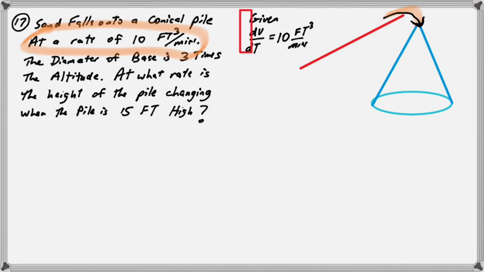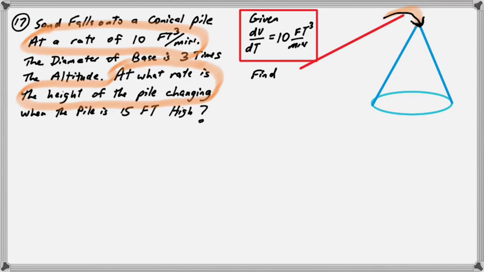So that's a given. What are they asking us to find? It says at what rate is the height changing, right? So they want us to find the derivative of the height. Is there any questions on what they're asking us to find and what they're giving us? I'm just restating it, making sure everybody understands what it says. Sand is falling onto the conical pile at a rate of 10 cubic feet per minute, so this pile is growing. The diameter of the base is 3 times the altitude. At what rate is the height of the pile changing when the pile is 15 feet high?